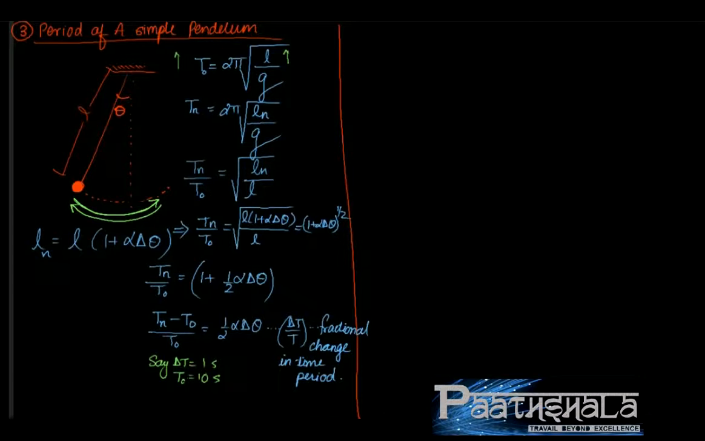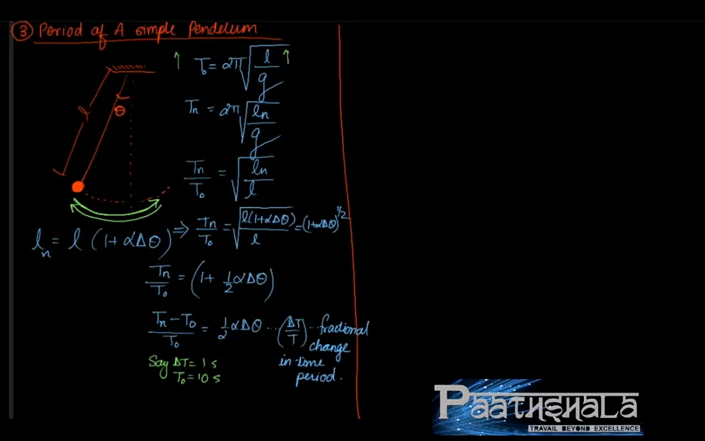See, for the original pendulum, in how much time should it carry out 100 oscillations? 100 T naught, no? For one oscillation, T naught is required. So for 100 oscillations, 100 into T naught is required. But because of this error, one oscillation was carried out in how many seconds? One oscillation was carried out in 11 seconds, because of 1 second error. So error in one oscillation is equal to 1 second.